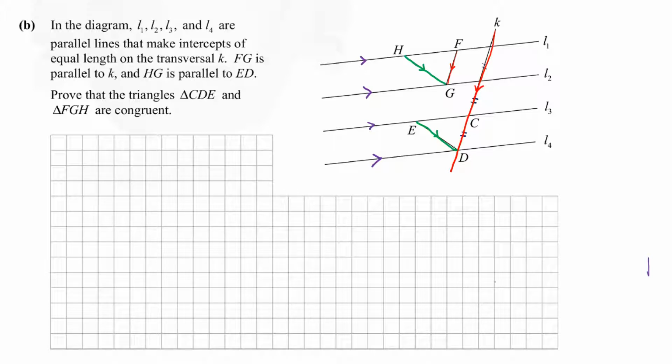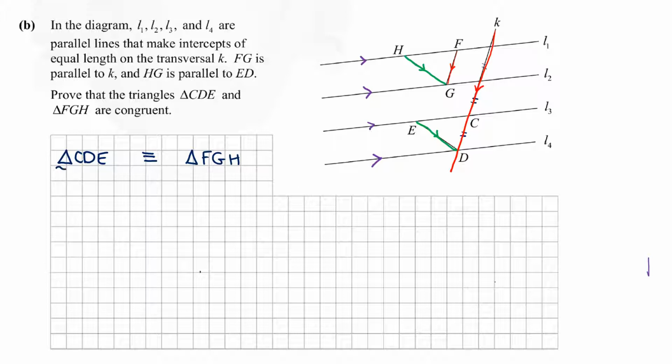So then they want us to prove that the triangle CDE, so hopefully we can see that one down here, and the triangle FGH are congruent. Now, to prove congruency, I would always recommend the same method. So start with writing the triangles up the top. So CDE, and then over here FGH. We want to show congruency. Okay, so we want to show they're congruent. Congruent is three lines like this.